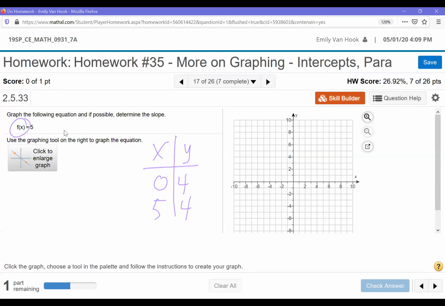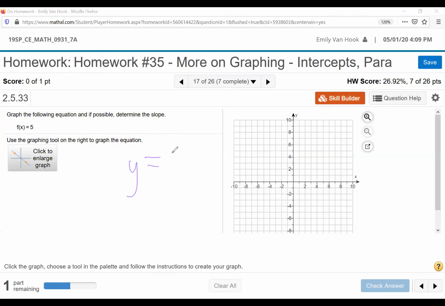This one right here, f of x equals, remember, f of x is the same thing as y. So this is really the same thing as y equals 5. Okay, so make a little chart again if you need it. A couple points with y equals 5. How about 0, 5, and 1, 5? And that should be enough to make your line.